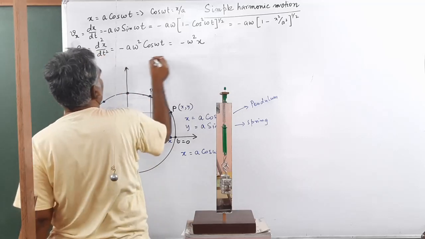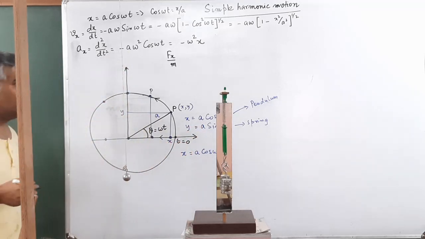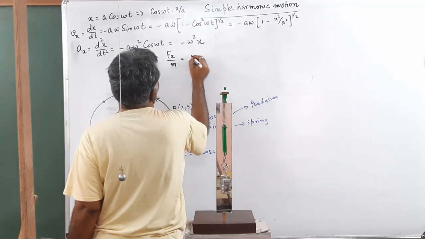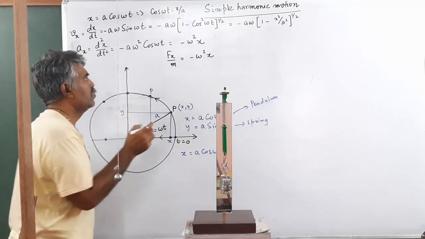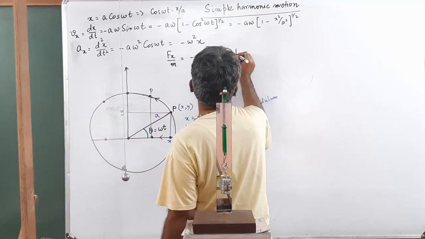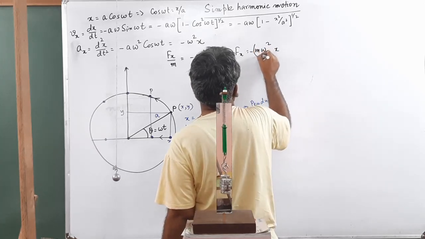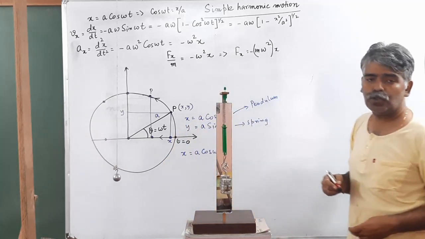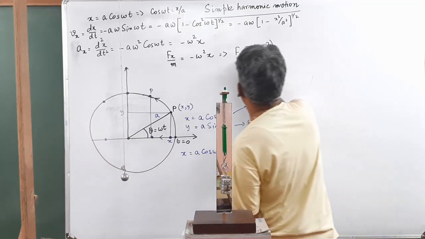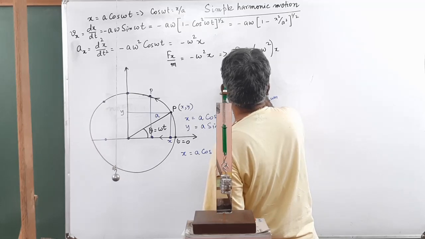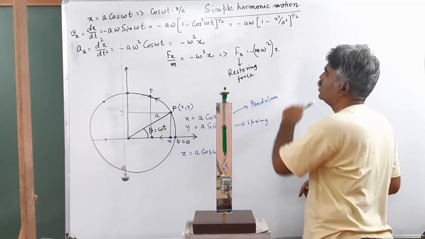So what is a_x? You can easily write that a_x is the force along the x direction divided by mass. That is minus omega squared x, right? This implies F_x equals minus m omega squared x. Now this is the proportionality condition. This negative sign should be there, and this force is called the restoring force. This restoring force should be proportional to the displacement.